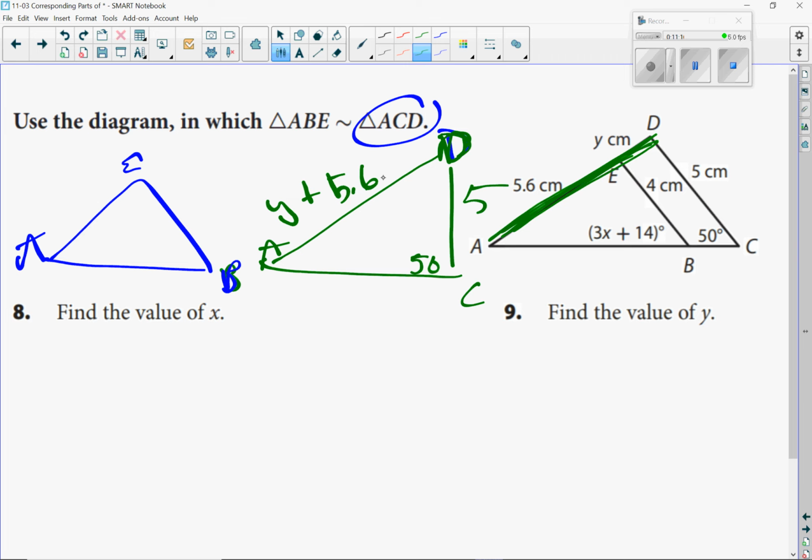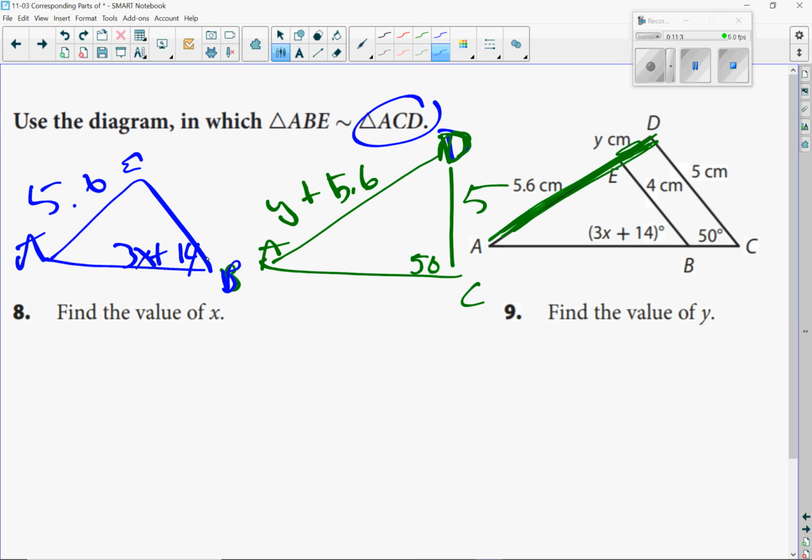Something that's easy to miss. Sometimes you just want to label that as y, but that's just talking about that little segment there between D and E. So over here we've got AE is equal to 5.6. And then we've got AB. I don't know what that is. I do know this angle here at B is 3x plus 14.